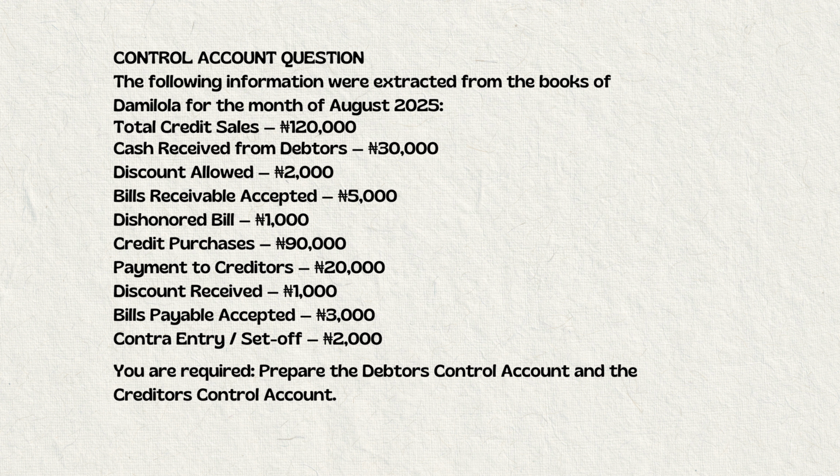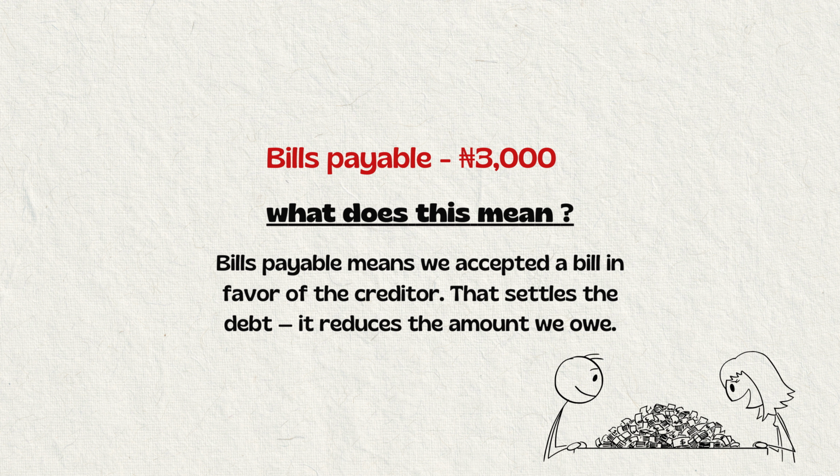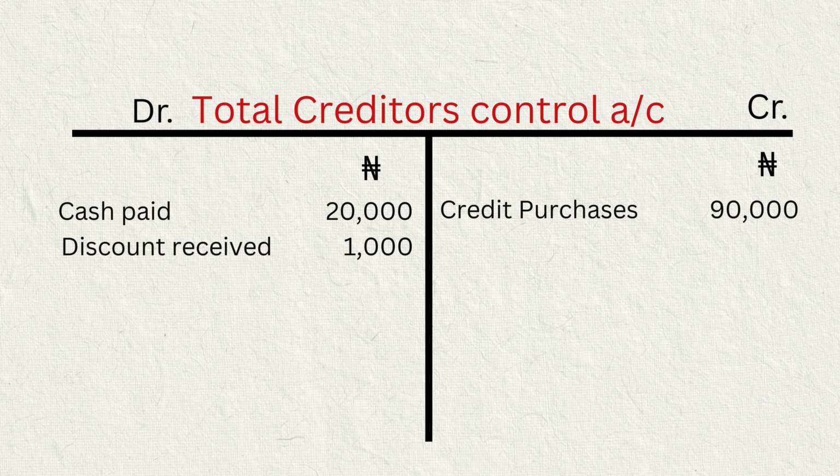Next transaction, bills payable 3,000. Bills payable means we accepted a bill in favor of the creditor. That settles the debt. It reduces the amount we owe. So we'll post it to the debit side of the creditor's control account.